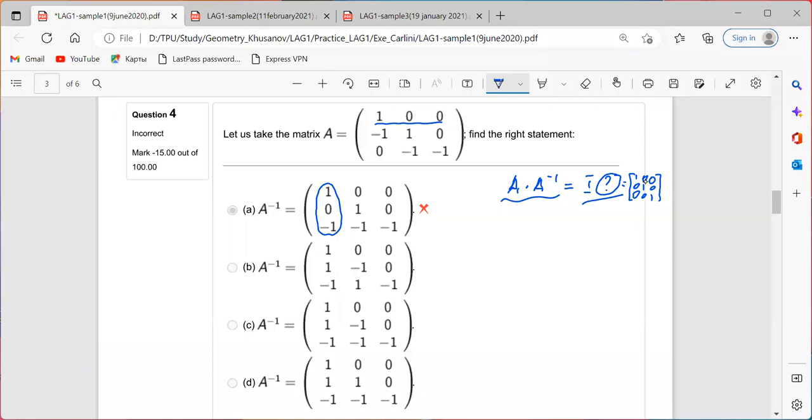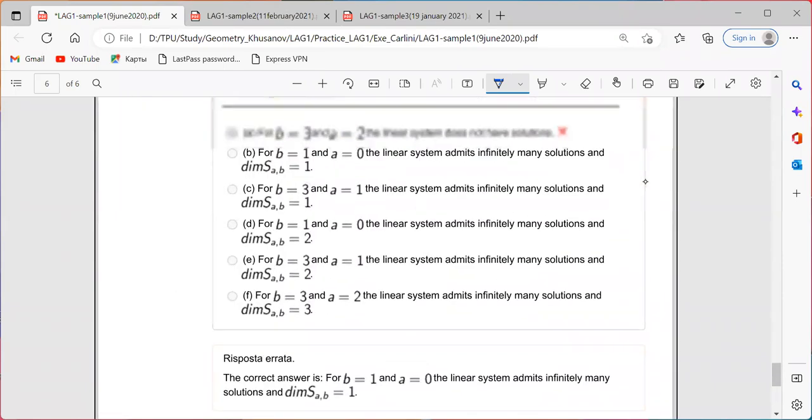Then we can consider the second row. Multiply the second row by the first column. What will be the result? Minus 1 by 1 will be minus 1. 1 by 0 is 0, and 0 by minus 1 will be 0. So the second row multiplied by the first column should be equal to element 2, 1. Oh, sorry.